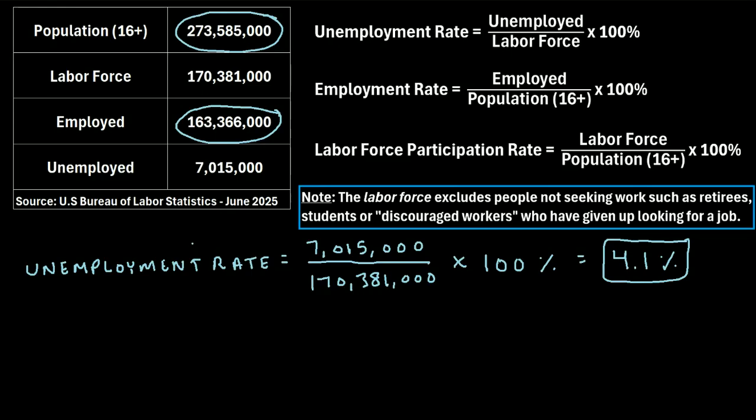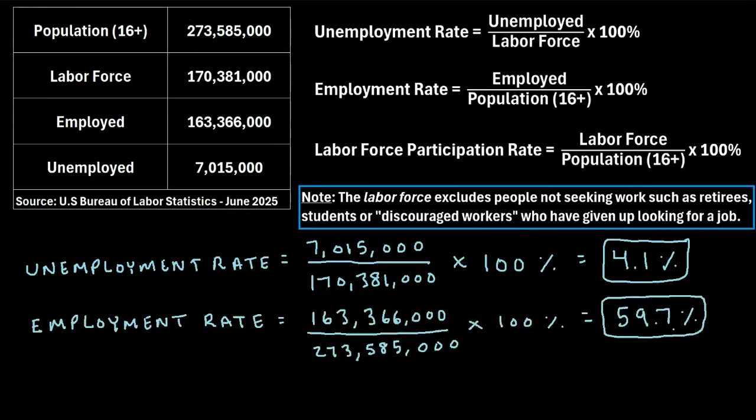So here's what we get when we do that. We end up with 59.7%. So again, that represents of all the individuals who are 16 years or older, what percent of them are currently employed.